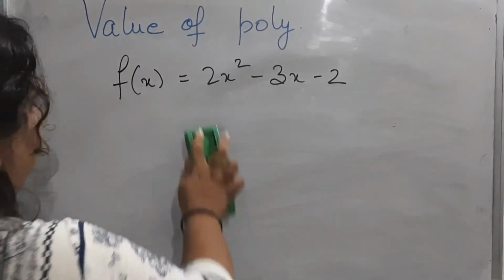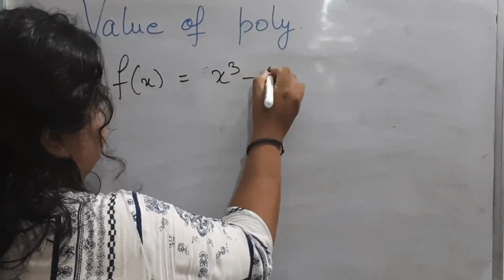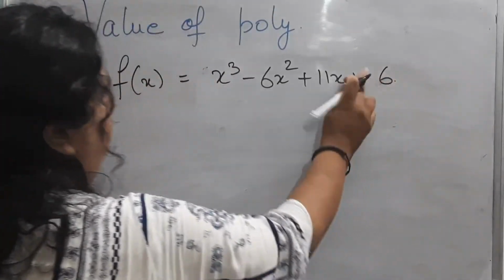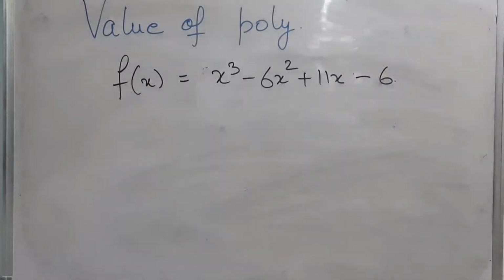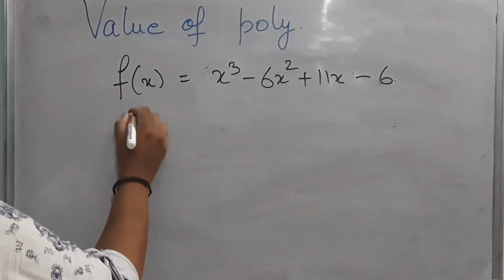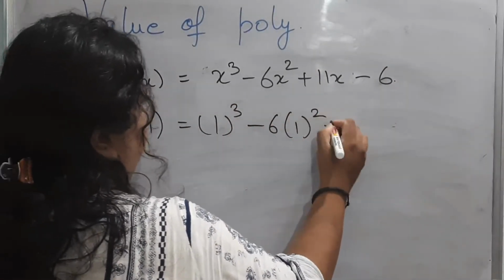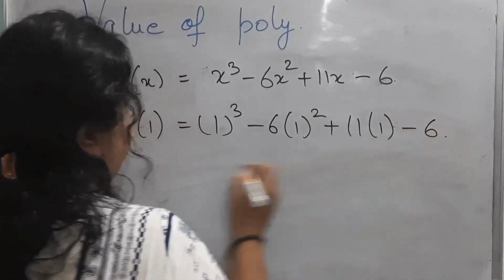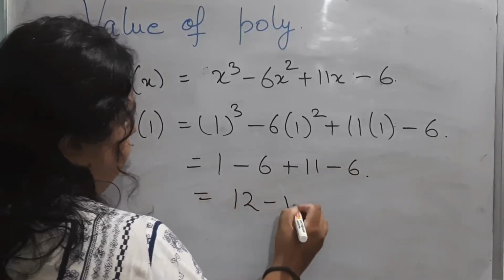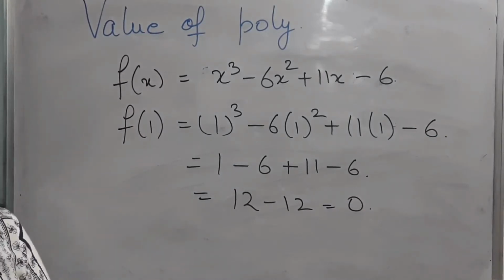Cubic polynomial also. Suppose we have an equation x cubed minus 6x squared plus 11x minus 6. So this is your equation and we have to find the value. How to find the value? Suppose we have to find the value of f at 1. So 1 cubed minus 6 times 1 squared plus 11 times 1 minus 6. So 1 minus 6 plus 11 minus 6. So 12 minus 12 is 0. These are the steps to find the value of a polynomial.